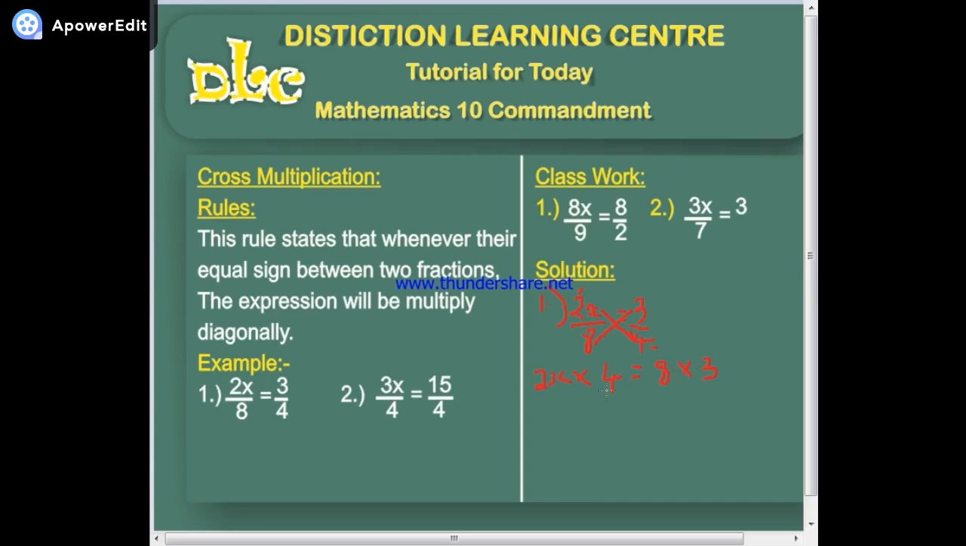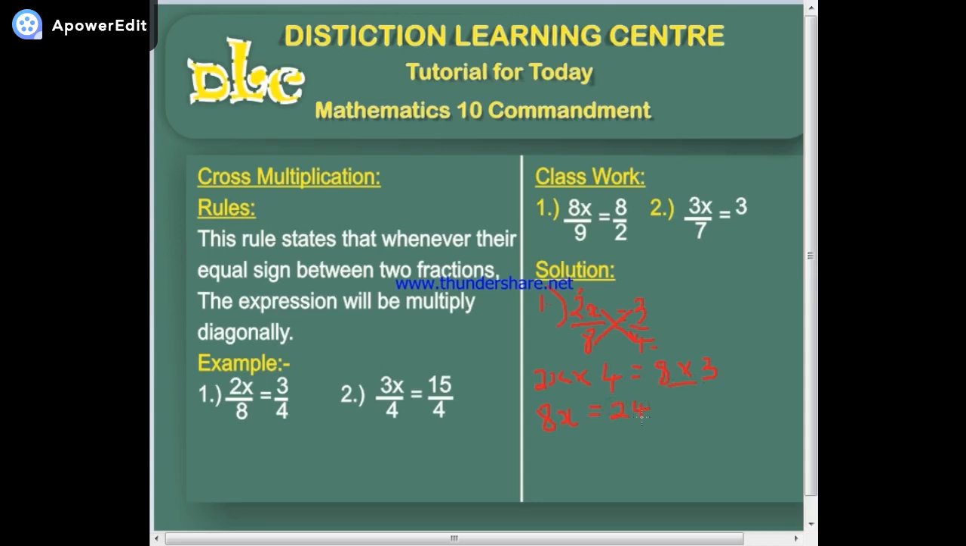So what are we now going to have? That is 2x times 4. So we are going to multiply this 2x by 4. That is 8x equal to 8 times 3. That is what? 24. 8 times 3 is 24.